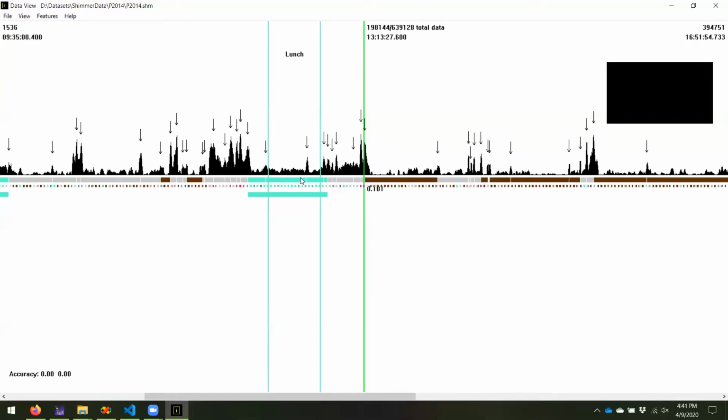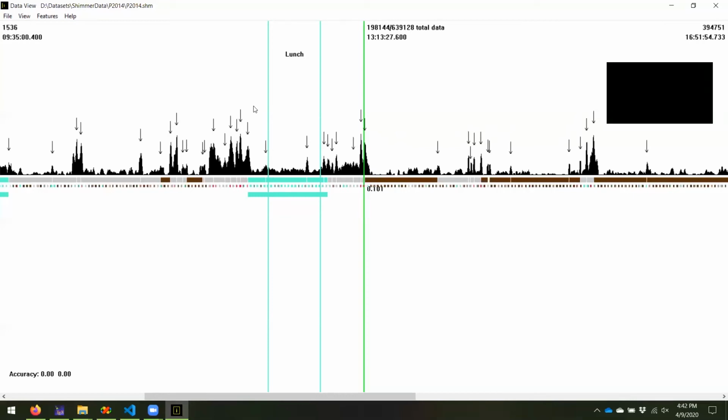For example, this is algorithm 1, this is algorithm 2, and below you can see the results of algorithm 3. The blue color indicates detected eating, brown indicates detected rest, red indicates detected walking. You don't see a lot of that here. And gray indicates periods that are detected as neither of these three classes.